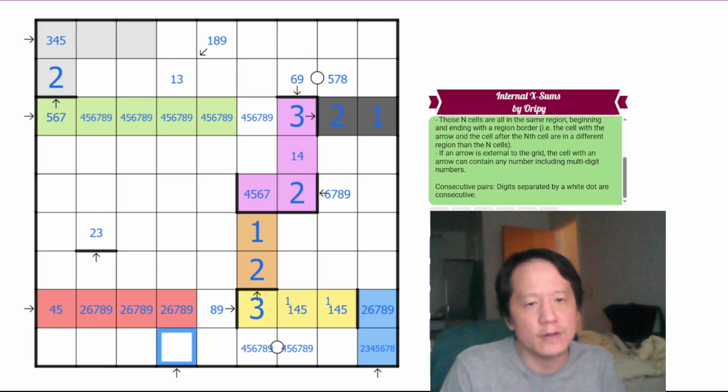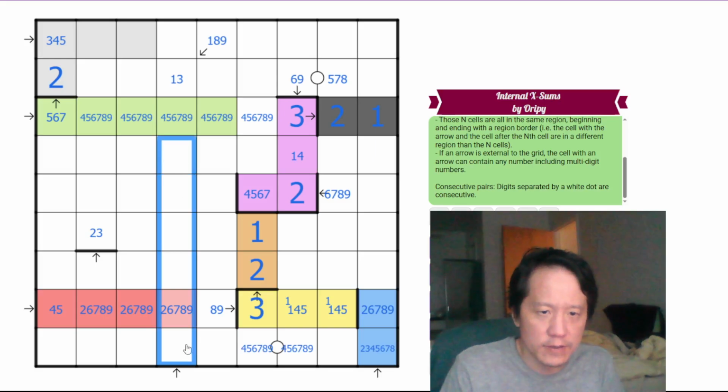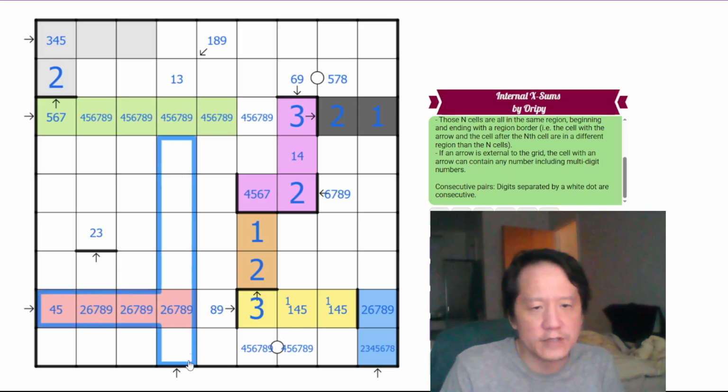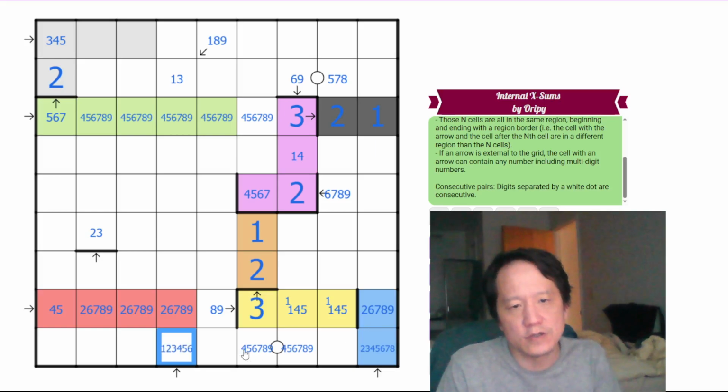If it connects with the red, this can be 1, 2, 3, 4, 5, 6, 7, 8. It could be 9. So this could be 1 through 6 here.